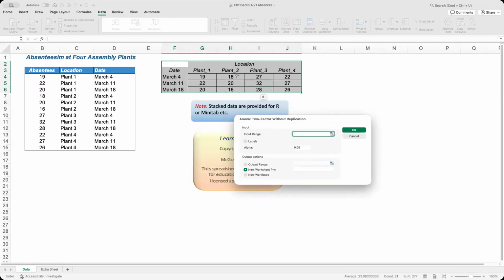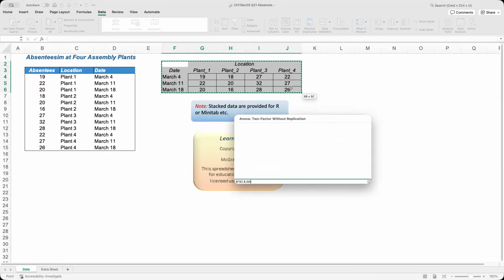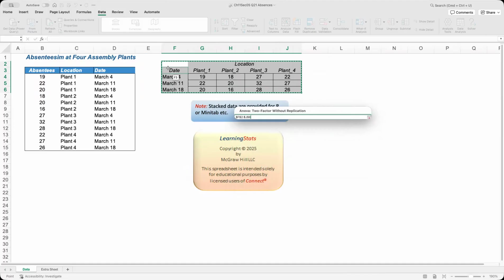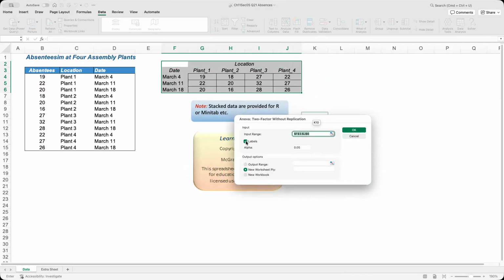Input range. Oh, wait a second. There. I don't want to actually catch the title. location. I just want to catch the dates and the plants. So I want the labels, and then I hit enter, and I'll tell it, hey, I got the labels. That way it'll label the rows and label the columns with the right names.